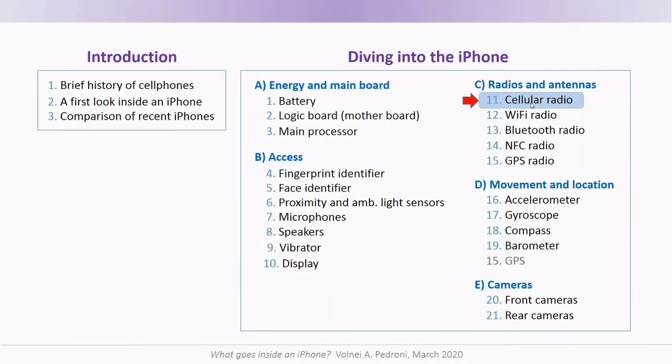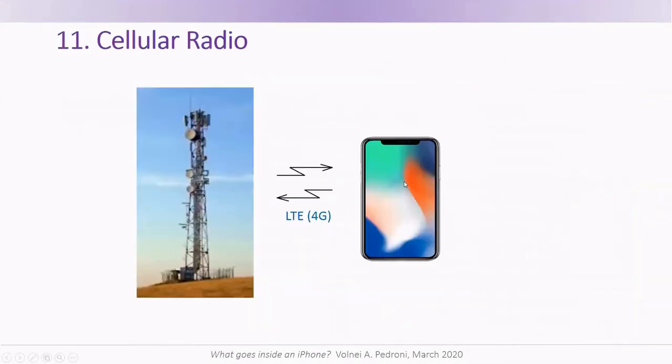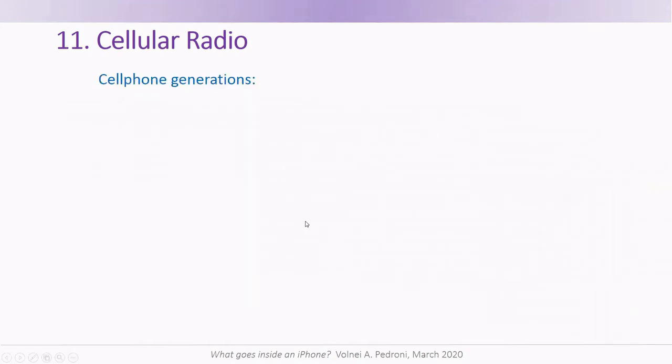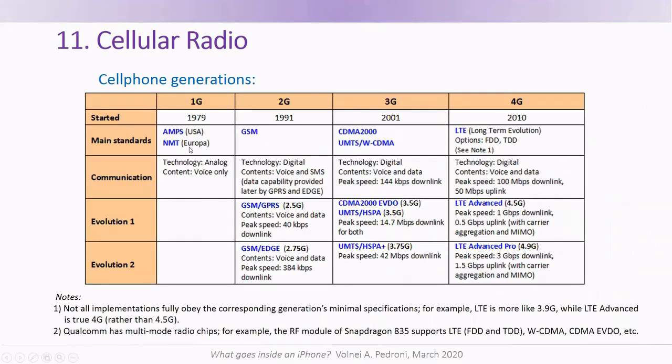Okay, the cellular radio. It communicates with the cell towers, currently in its 4th generation. The standard is called LTE, long-term evolution. Let me show you all the generations together. Here they are, more or less 10 years apart. We are now in 2020, and 5G has just started. The 1st generation was analog, all the others are digital. And after this point here, we had voice plus data.